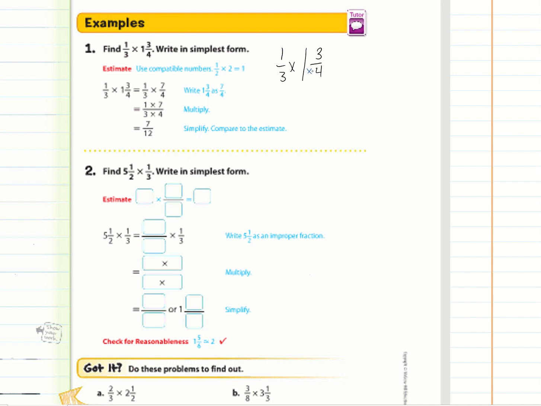So like before, multiply the denominator together and then add the numerator. So we have 1 times 4 equals 4, plus 3 equals 7. So our improper fraction is now going to be 7 as our numerator. And our denominator stays the same, so it's still going to be 4. 1 times 7 equals 7. 3 times 4 equals 12. So we get a final answer of 7 over 12.